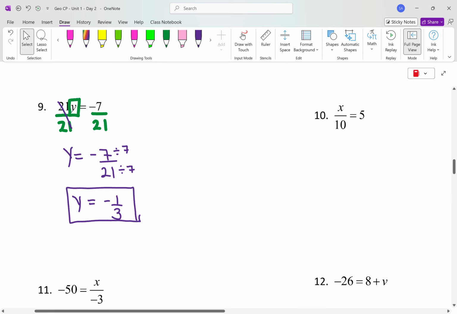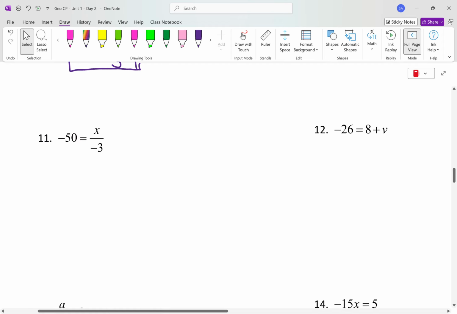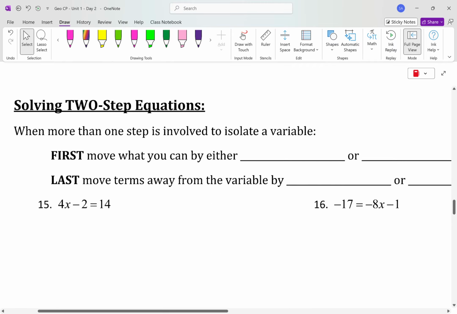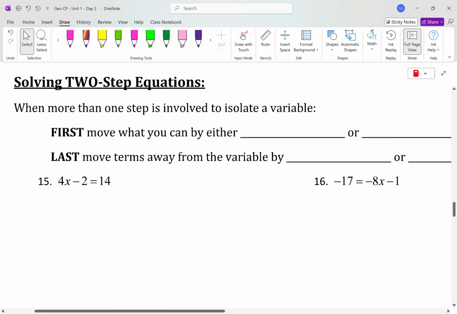How many people feel pretty confident with one-step equations? Okay, so we all okay skipping the rest of these and going on to two-step equations to review? Okay, great. So let's go to the two-step equations.